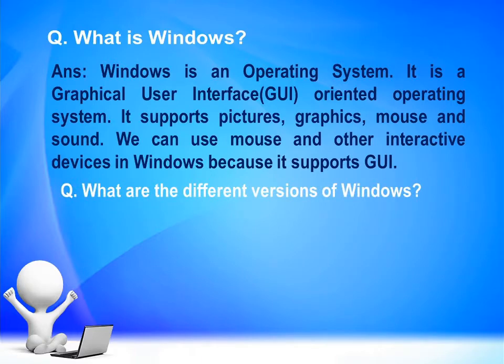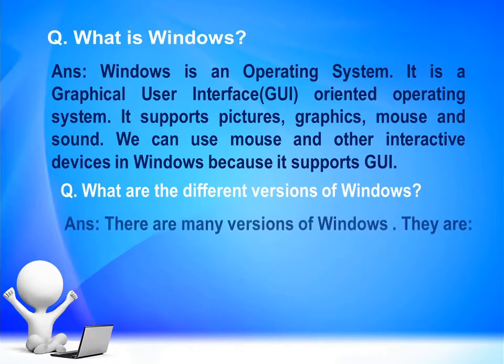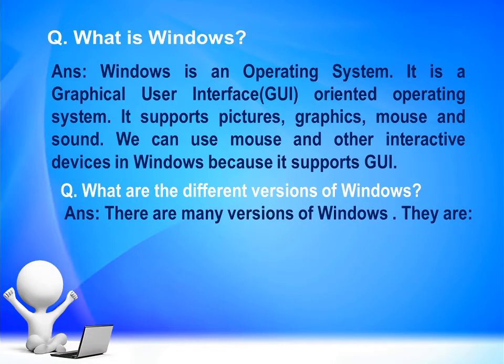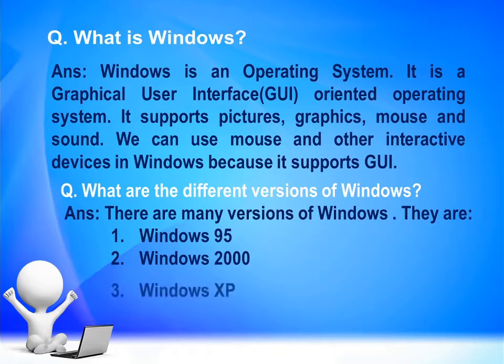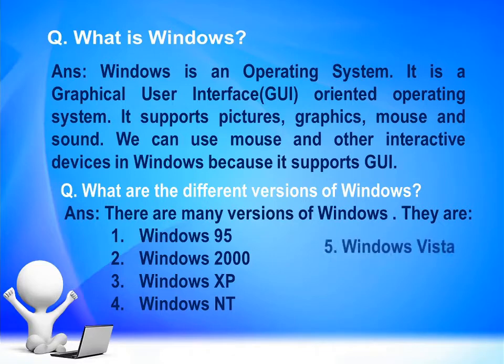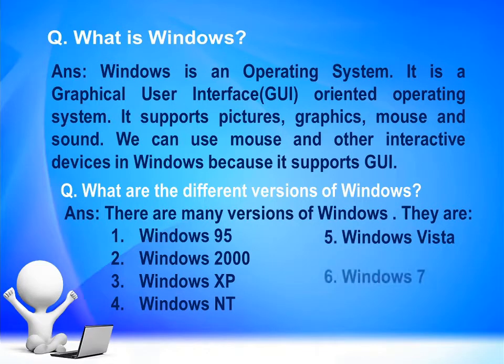Next, what are the different versions of Windows? The answer is there are many versions of Windows. They are Windows 95, Windows 2000, Windows XP, Windows NT, Windows Vista, Windows 7 and Windows 8. You have to write any 2 or 3 of them. Please learn these versions properly.